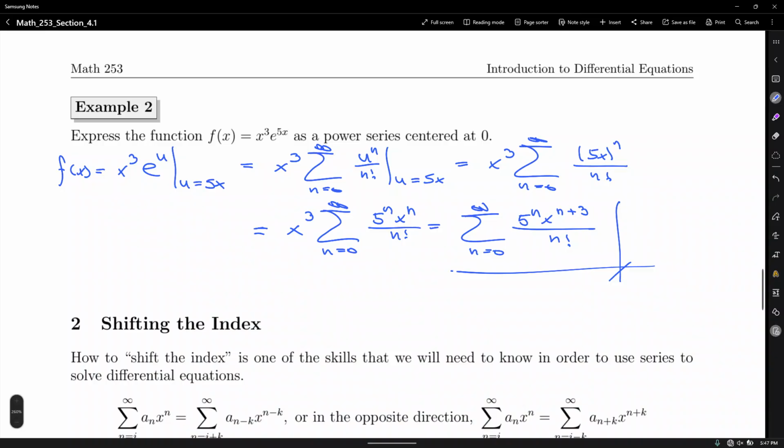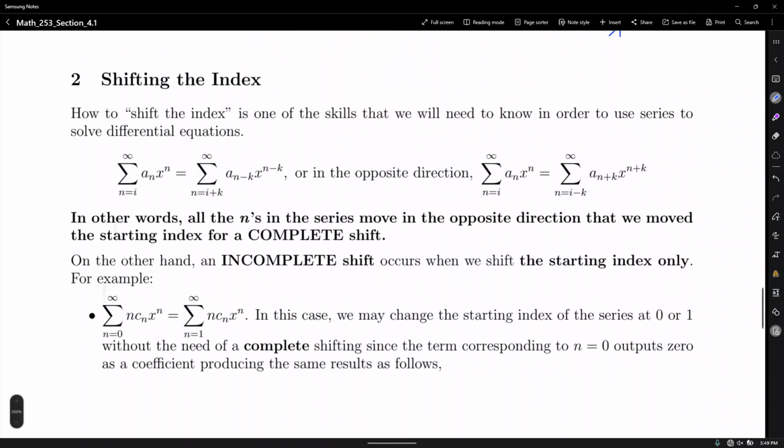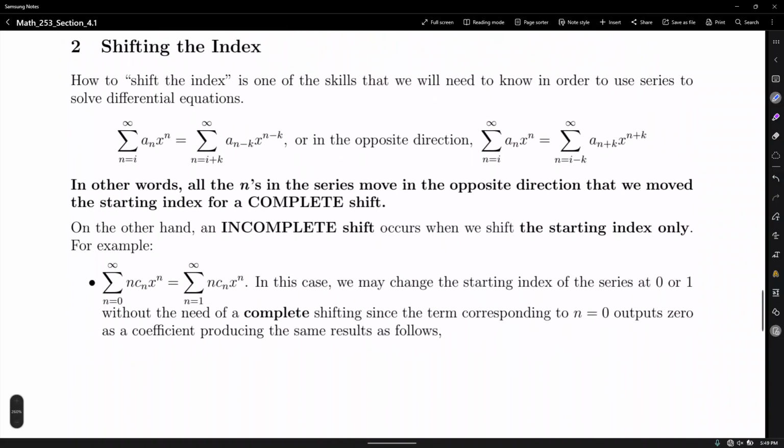When we get to solve the differential equations with this series, we're going to do the reverse actually. You'll see it soon. Okay? So one of the other very important aspects we need about power series is shifting the indices here. How to shift an index? It's going to be one of the primary tools to get to the solution to the differential equation.